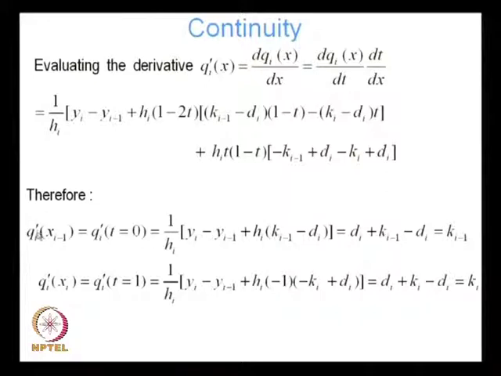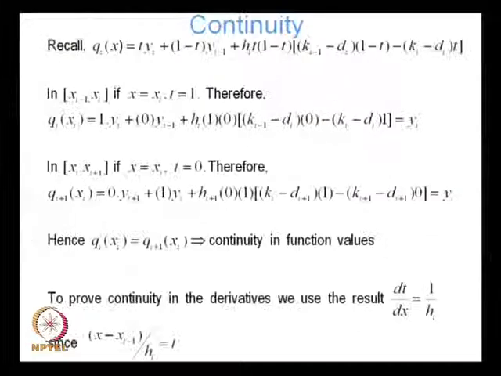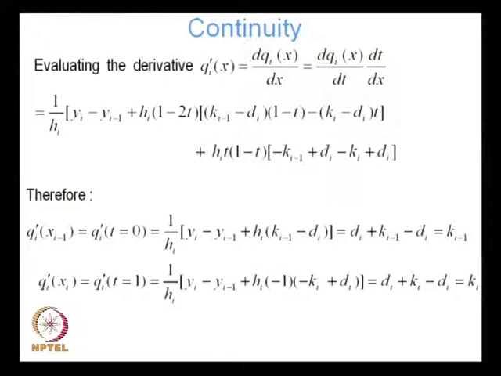And then if I want to evaluate qi prime, I look at the interval xi minus 1, xi, and I want to evaluate qi prime at xi minus 1. Qi prime means the derivative; this function is a cubic function with respect to this interval, and I am going to evaluate it at xi minus 1. So I evaluate it at t equal to 0, because t is equal to 0 at xi minus 1, and t is equal to 1 at xi. If I do that, I get ki minus 1. I just substitute t equal to 0 in this expression.